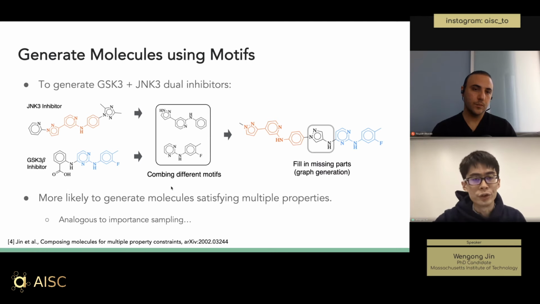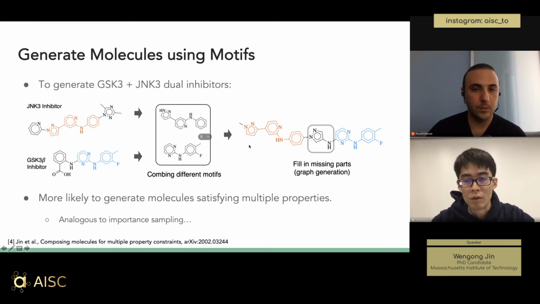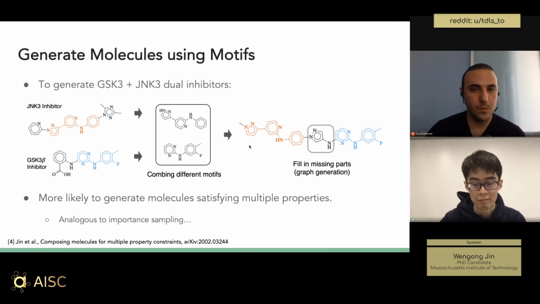So we can actually use these extracted motifs to generate molecules. For example, to generate a dual inhibitor towards these two proteins, I can extract motifs for JNK3 and GSK3, and I can combine these different motifs and learn to connect them into a full molecule by a graph generation model. With this approach, it is more likely to generate molecules satisfying multiple properties. This is analogous to importance sampling that we typically use for sampling rare events.